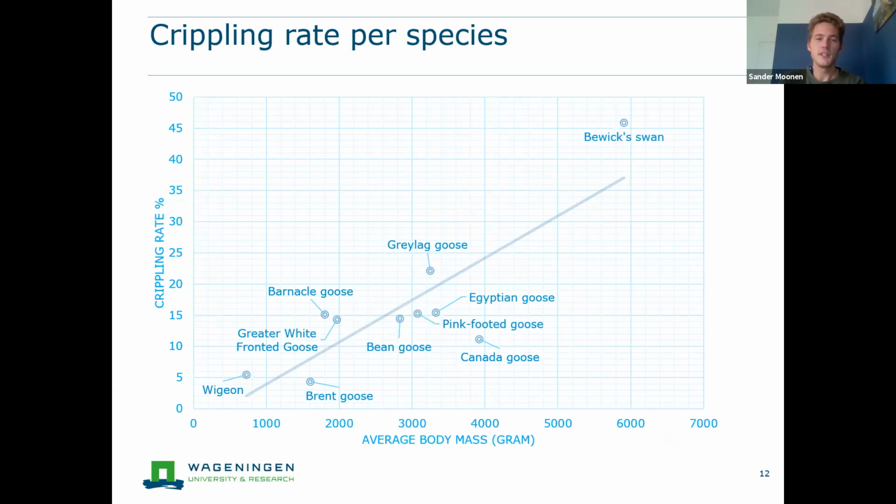And if you then take all this data into a graph and look at crippling rates on the y-axis and set it up against body mass of each of these birds, you see that heavier birds are carrying more pellets. This could be, of course, for two reasons. One reason could be that heavier birds have a larger body, so maybe if they are shot, they are more capable of handling these pellets, so they are not easily killed. But another option is, of course, that Bewick's swans are getting older than wigeons, and they have more time to sort of collect pellets. That's an interesting result.